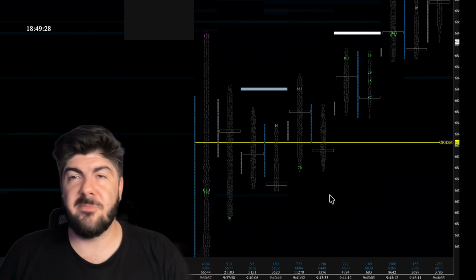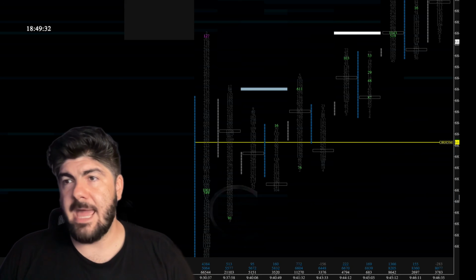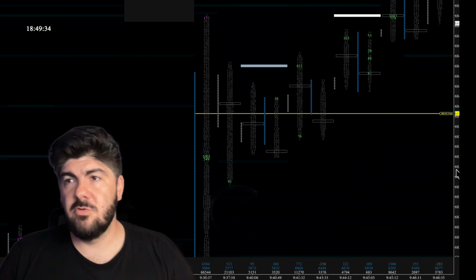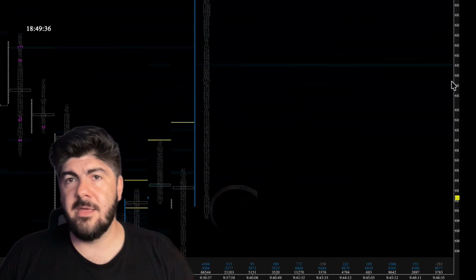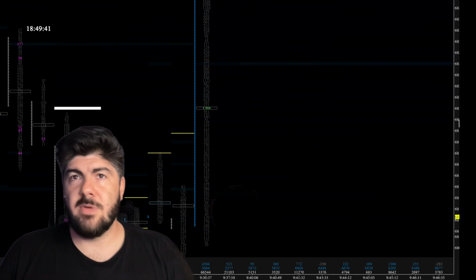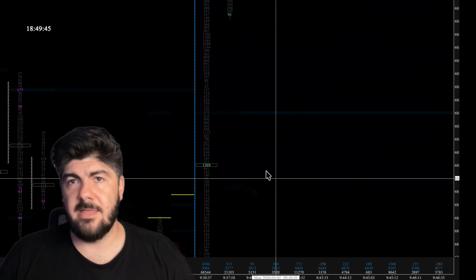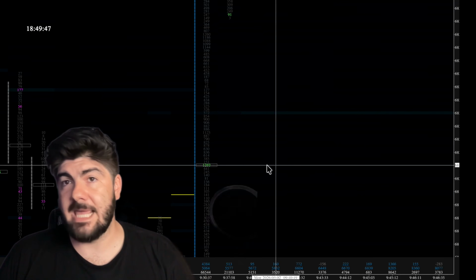This is an example from the morning session. The yellow line here is the opening range. And right below, you will see that the market opened at around 68.19. And immediately we had a pretty big buy imbalance form right at this level. And this level here is 68.21.